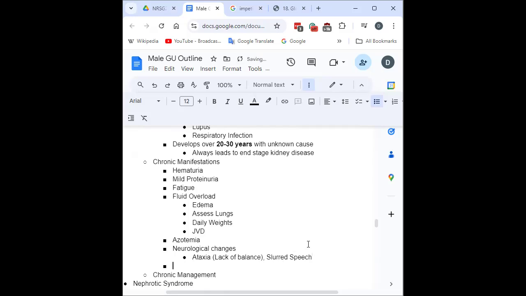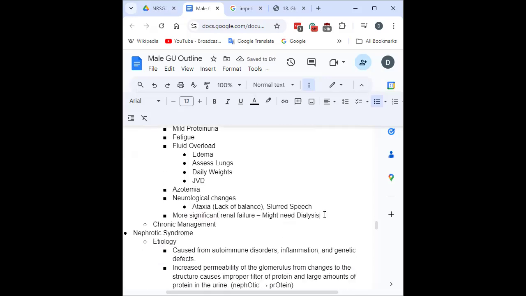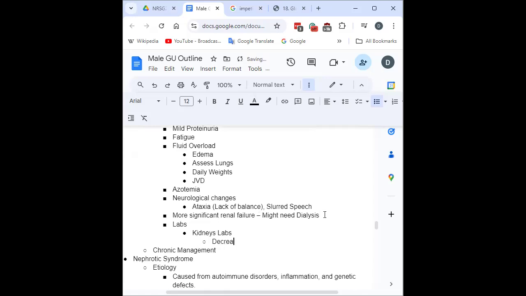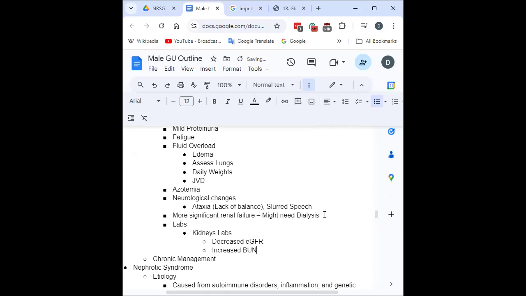Some labs, let's see, they'll have more significant renal failure, might need dialysis, like we talked about. If they're going into ESRD, then that's what that's going to come with. Some labs similar to the other ones, so your kidney labs are still going to show decreased GFR. You'll see increased BUN and creatinine. You'll see an elevated white blood cell count because of inflammation.